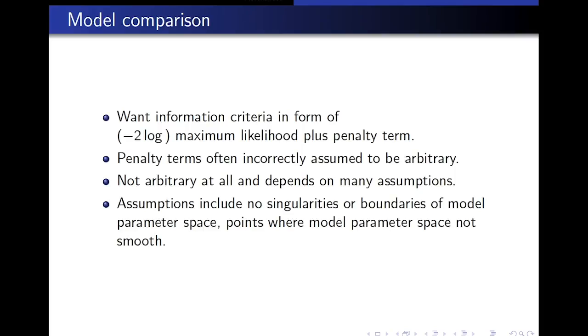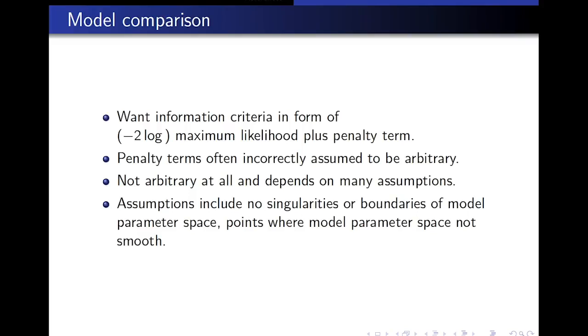Information criteria are typically in the form of -2 times the logarithm of the maximum likelihood plus some penalty term. The penalty term is an increasing function of the number of parameters to avoid model overfitting. We also want information criteria of this form, but the challenge lies in finding appropriate expressions for the penalty terms, which people often assume to be arbitrary. However, these penalty terms aren't at all arbitrary and they have deep mathematical meaning.